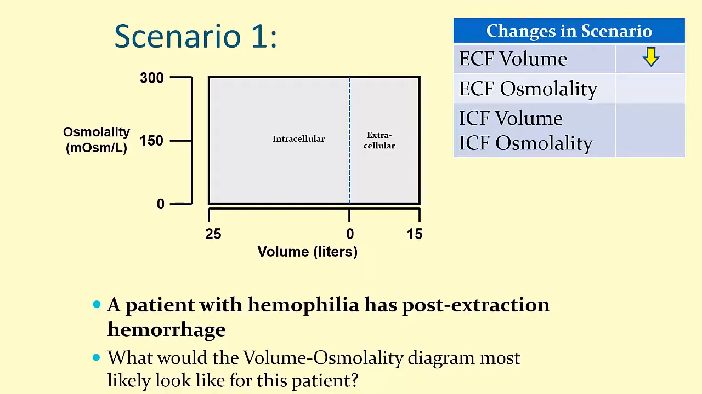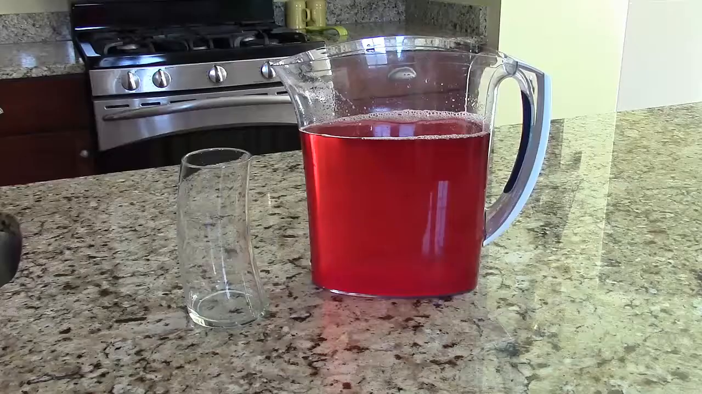Now it gets a little bit trickier when we imagine what would happen to the extracellular osmolality. As the patient lost blood, it wasn't just fluid leaving the body. There were also a number of solutes, such as sodium, chloride, or glucose. In fact, the fluid lost from the body is approximately isotonic, so there will not be a large-scale change in the extracellular osmolality.